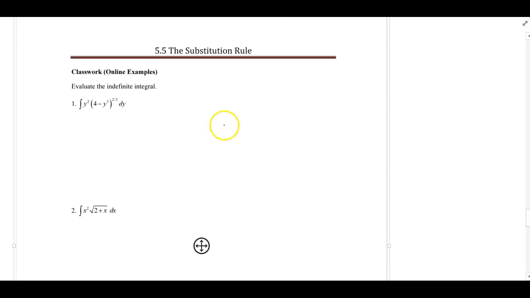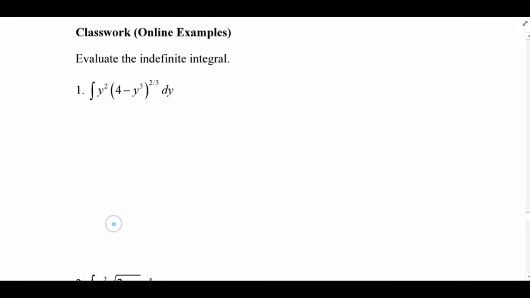Alright, so here are the solutions to these problems. First, for this problem, recalling class, when we're choosing a u substitution, we always try to choose the inner part of a composition. So here we're going to choose u to be 4 minus y cubed. Now computing du, we get that du will be negative 3y squared dy.